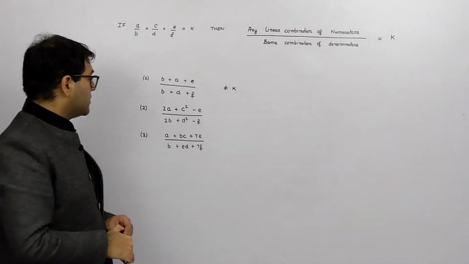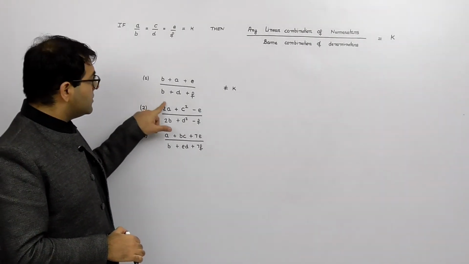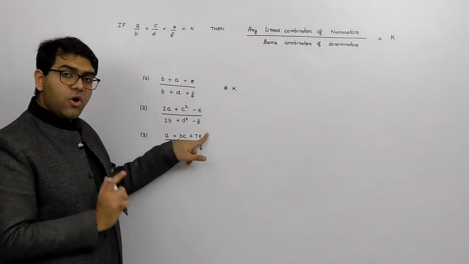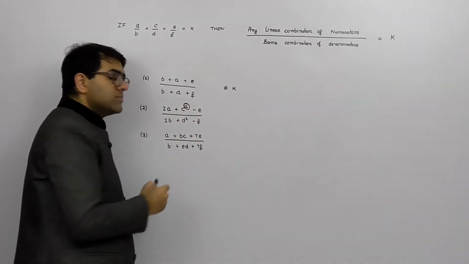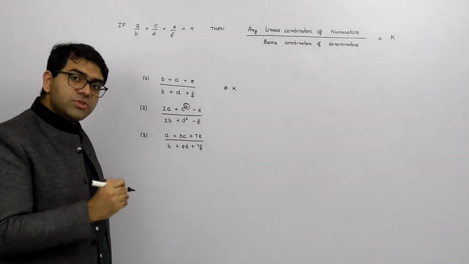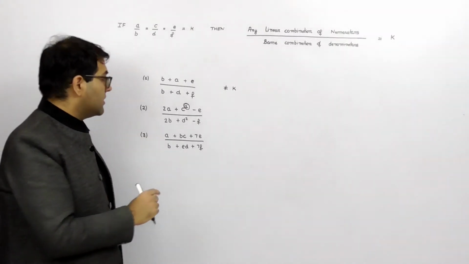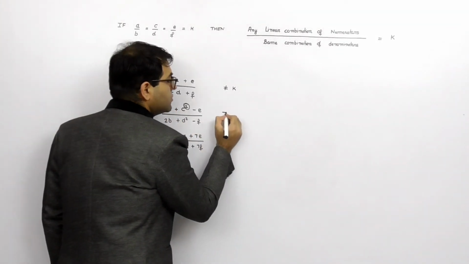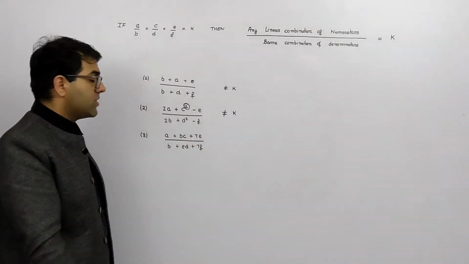Take your second example. Now, in your second example, you do have the same relation in the terms of numerator as in the terms of denominator. However, this time the power of the expression is 2. Law of equal ratio categorically states that it has to be a linear relation. Agar yahan pe hamare expression ka degree 2 ho jata hai, to law of equal ratio won't apply. The answer is not equals to K.